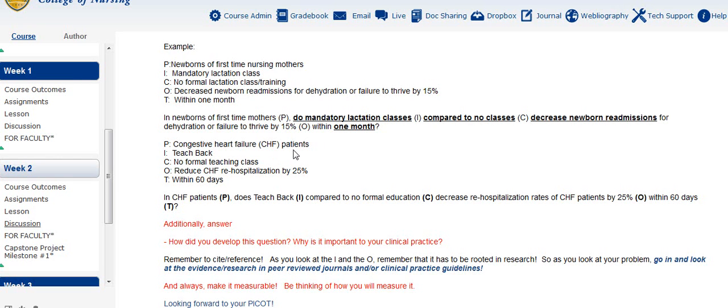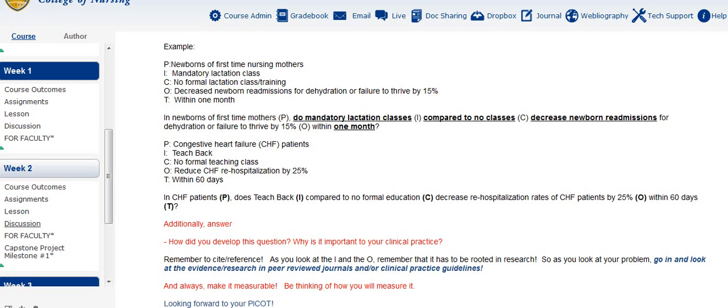I gave you another example. Are rehospitalizations high, for instance, for congestive heart failure patients, because they don't have any formal teaching on discharge? So you've gone into the literature and identified that by using teach-back, that can reduce rehospitalization. So you're going to want to formulate then your PICO question.